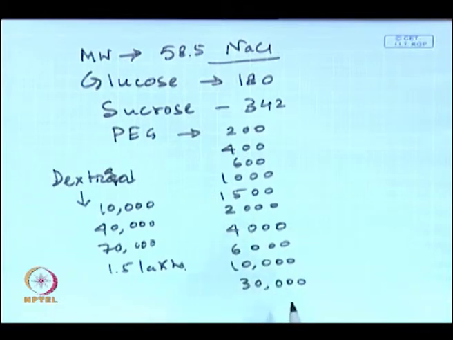Now, we prepare a very dilute solution, let us say a 1% solution, of all these molecular weight materials. So, you have, let us say, 7 or 8 or 10 of these polymers, and you prepare a 1% solution for each of them. So, let us say 10 solutions.